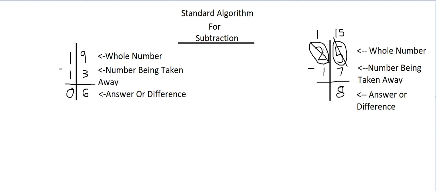And then we move on to the column on the left, the tens column. And now instead of 2 minus 1, it's 1 minus 1, because we took 1 unit from this column and then gave it to the ones column. So now it's 1 minus 1. And 1 minus 1 is 0. So the answer, or the difference, is 8.